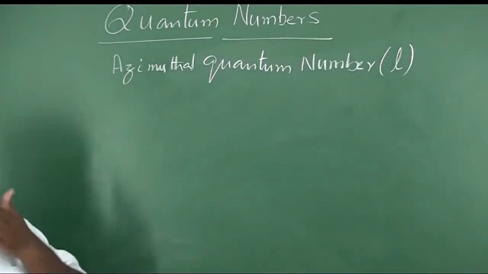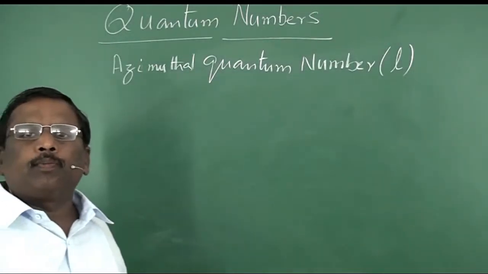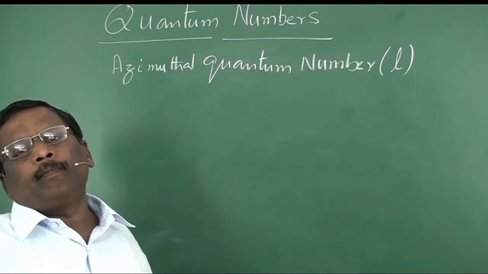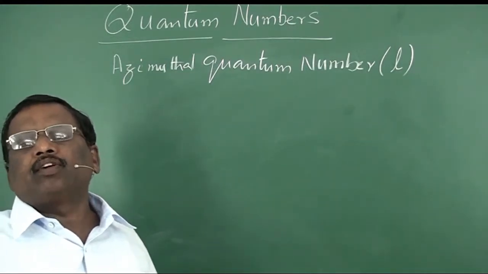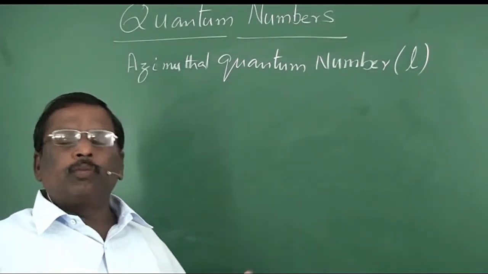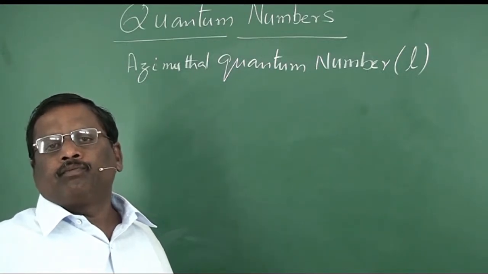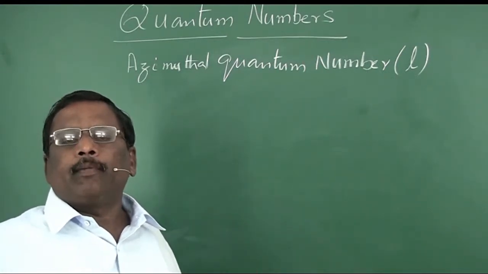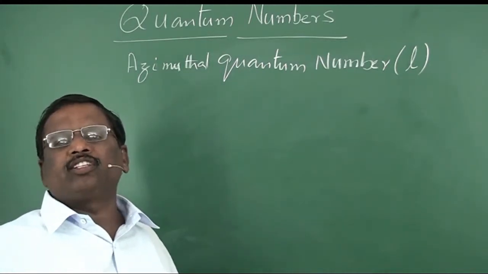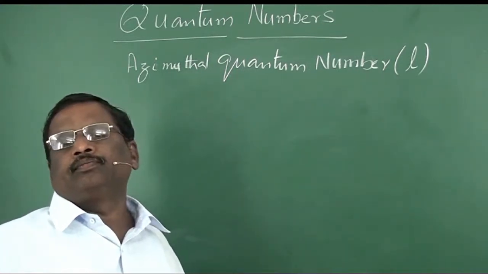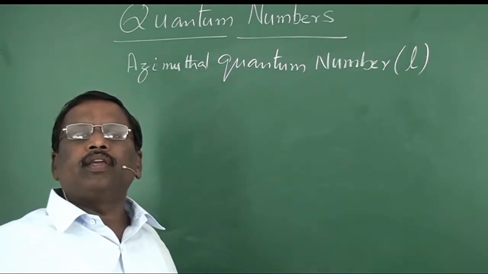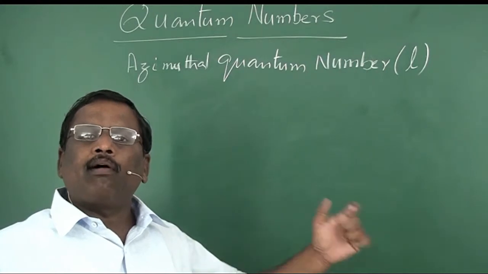Azimuthal quantum number. This quantum number was proposed by Sommerfeld to explain the fine lines of the spectra. We have already discussed the fine lines of the spectra in Sommerfeld's atomic theory. That means when a spectrum was recorded with a powerful spectroscope, the lines in the hydrogen spectrum, which we feel as a single line, are found to be a group of lines. That is said to be the fine lines of the spectra.